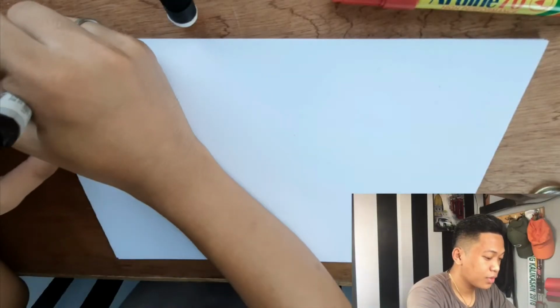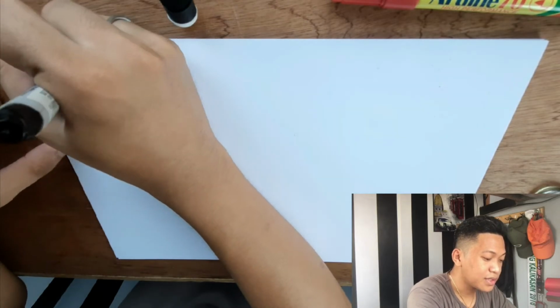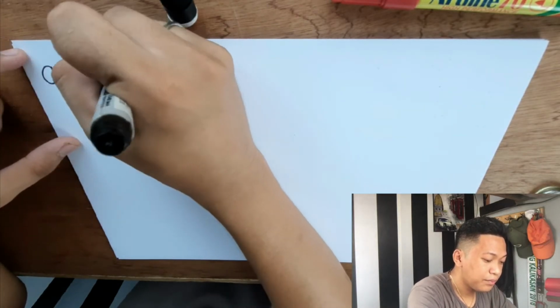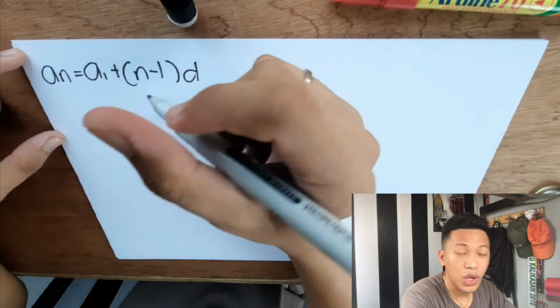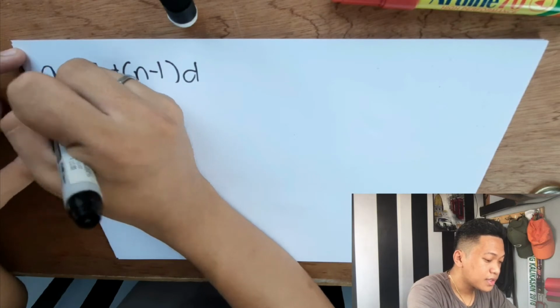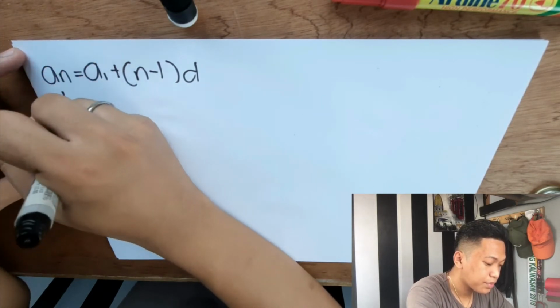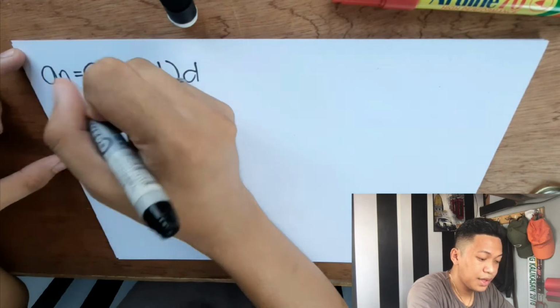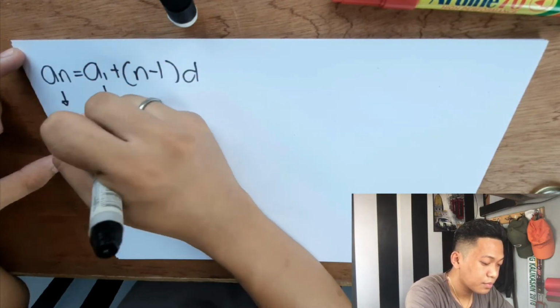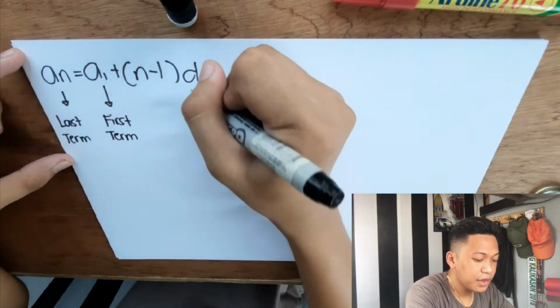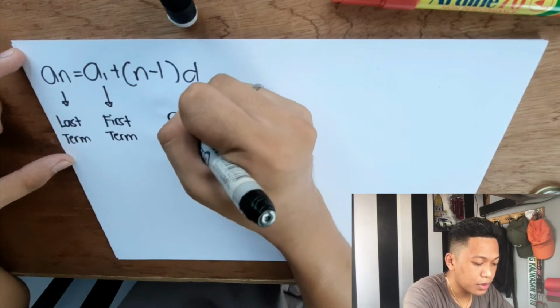difference. So, what if your teacher asks you to find the 10th term of the given terms? So, we will use the formula A sub N is equals to A1 plus the quantity N minus 1 times D, wherein A sub N is our last term, A1 is our first term, and letter D is our common difference.